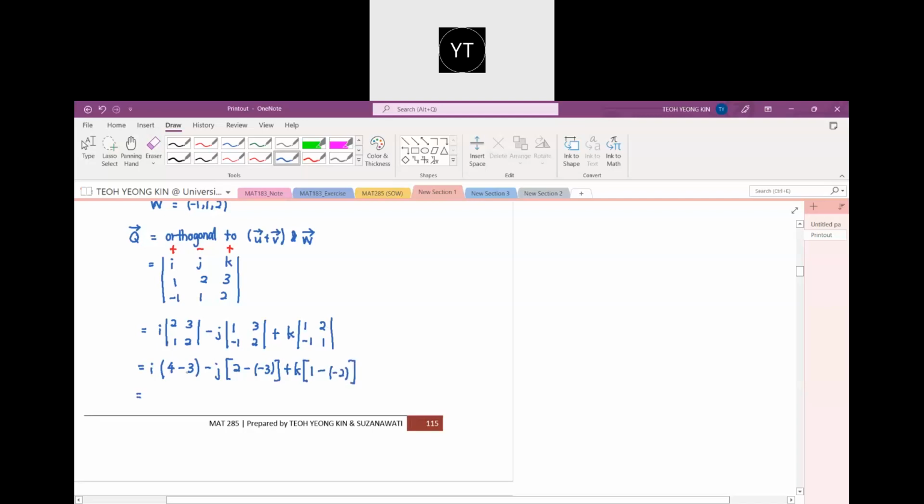So from here, 4 minus 3 is 1, so 1i. Minus, 2 minus negative 3 is 5j. And finally, 1 minus negative 2 is 3, so plus 3k. So this is the vector q, which is orthogonal to the sum of vector u and v and vector w. Jika kita nak cari vektor yang ortogonal kepada dua vektor ini, kita cuma perlu lakukan cross product. Inilah hasil dia. So this is the output.